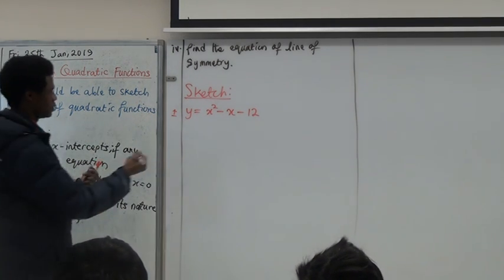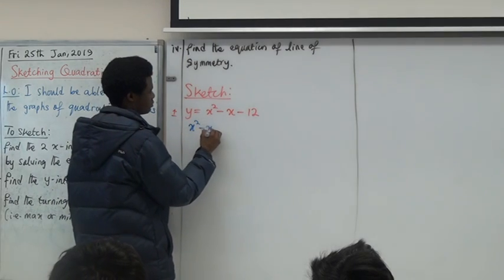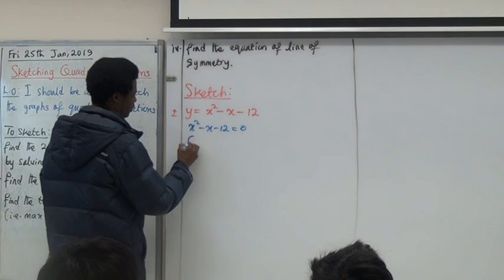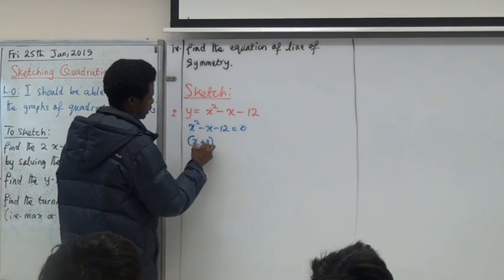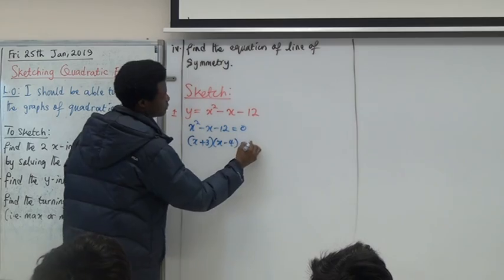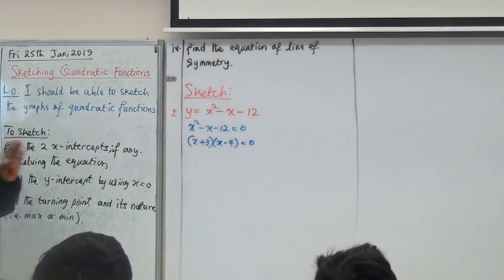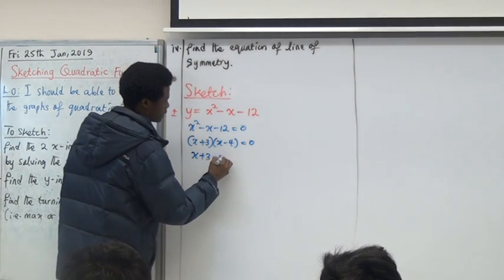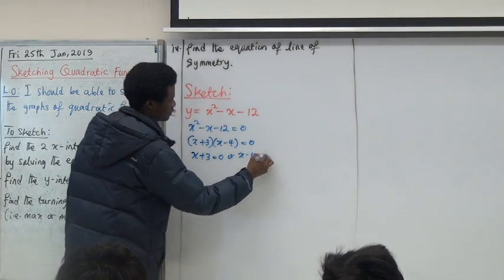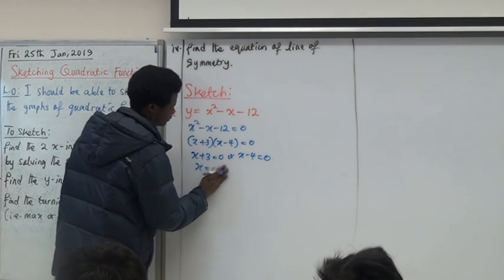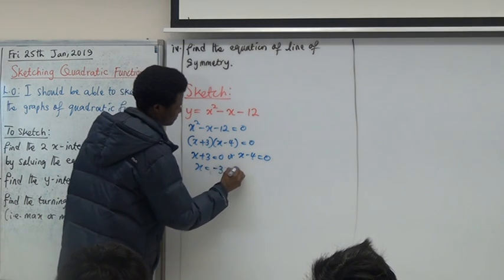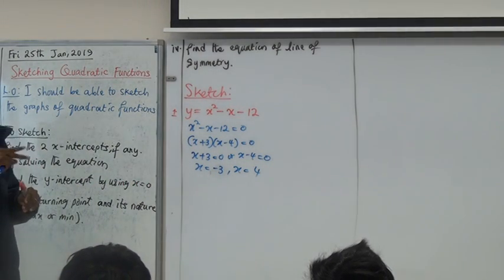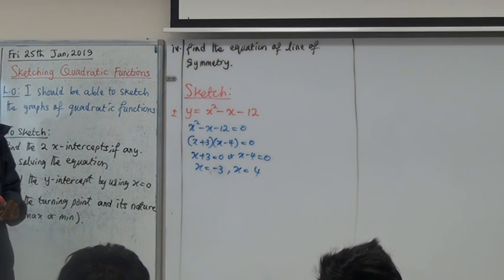Okay? So the first thing is, how do you solve? Equate it to 0. Can factorize. I think it's plus 3 and minus 4. How you factorize, nobody cares. Just get the two x values. So x plus 3 is 0. x minus 4 is 0. Something like that. So we know it's going to cross at negative 3 and 4.